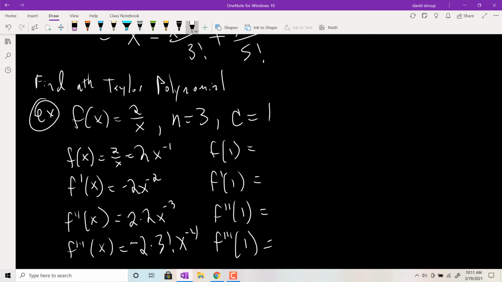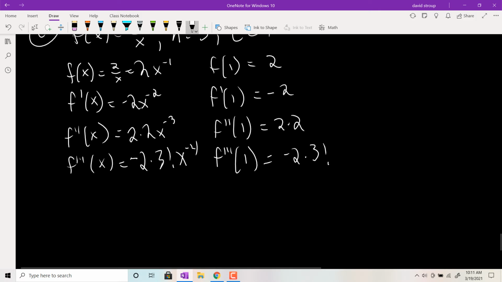Okay, so for f of 1, plugging 1 into x to the -1 is just going to be 1 over 1. So it's just 1. So you get 2. And the same for the rest of these. 1 to any power is 1, so when you put them into x, this will be -2, you're just left with the coefficients.